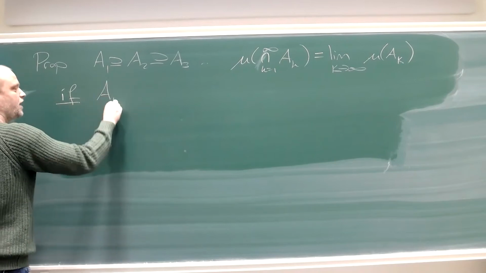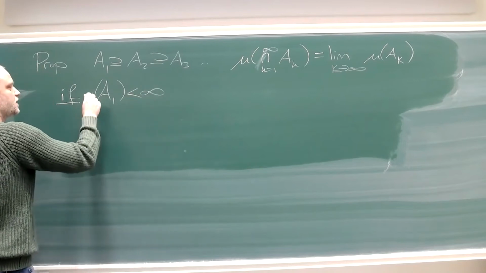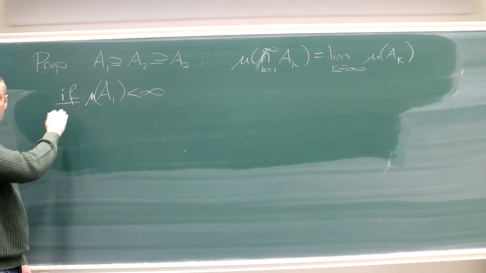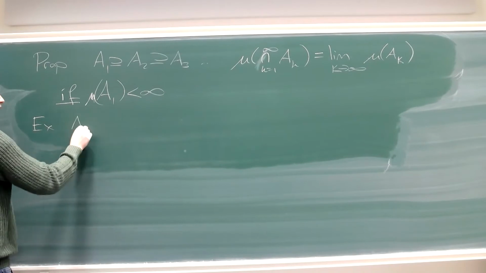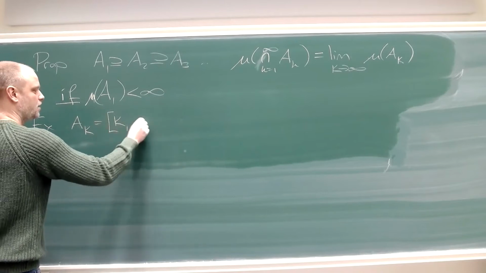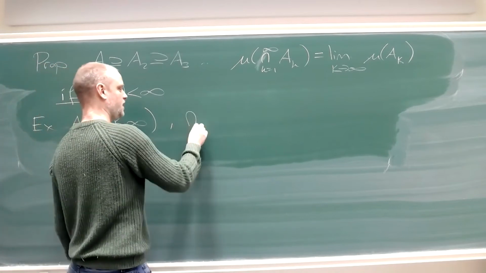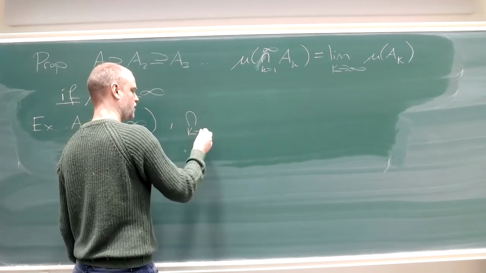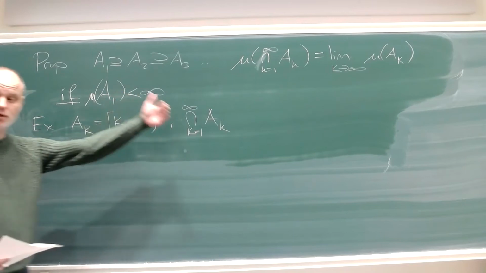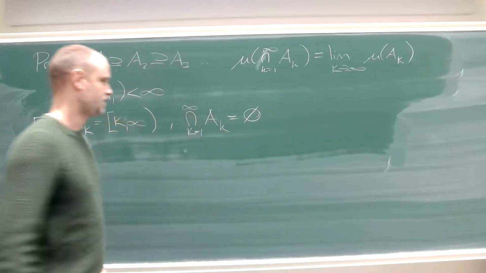If A1, the measure of that is less than infinity. Okay, this is actually a necessary condition. An example here, take AK to be equal to the interval from K up to infinity. Then the infinite intersection. So this K is always moving one step further, right? So when you take the infinite intersection, you're actually getting the void set.